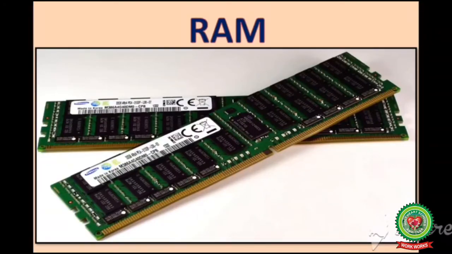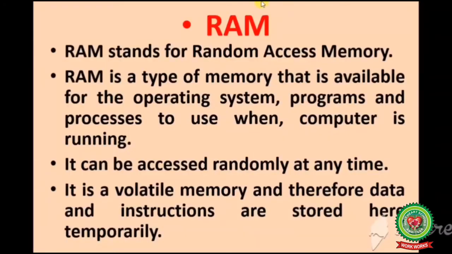First of all, we will start with the internal part of the computer, that is RAM. Students, this is a picture of RAM. RAM stands for Random Access Memory. It is a type of memory that is available for the operating system, programs, and processes to use when the computer is running. It can be accessed randomly at any time. It is a volatile memory, and therefore data and instructions are stored here temporarily.